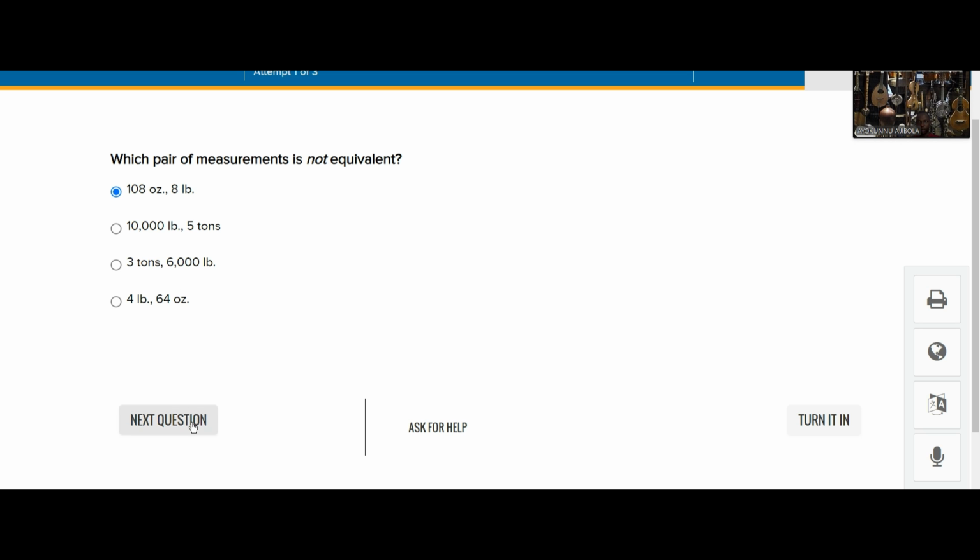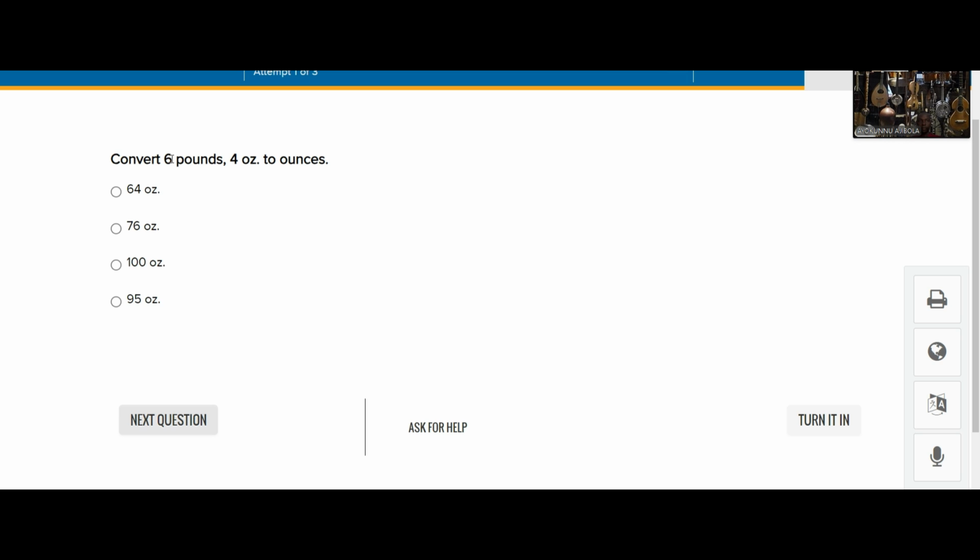then which pair of units is not equivalent? 10,000 pounds is 5 tons. That's correct. 3 tons is 6,000. That's correct. 4 pounds is 64. So the first one is not correct, because 4 times 16 is 64.